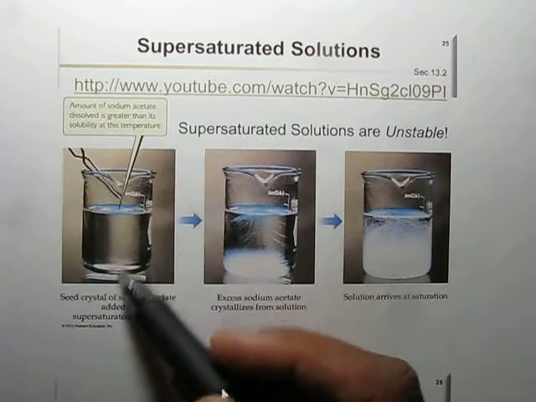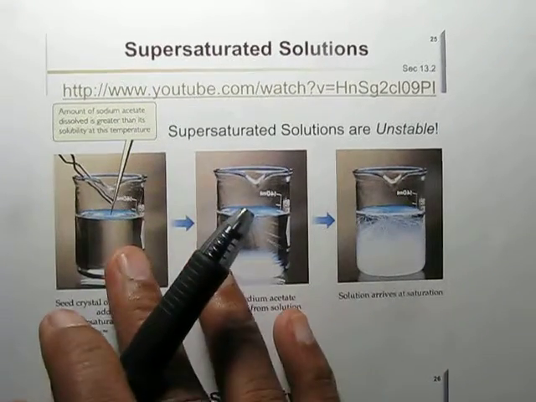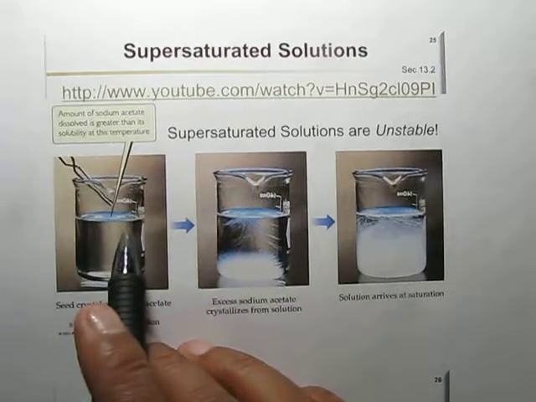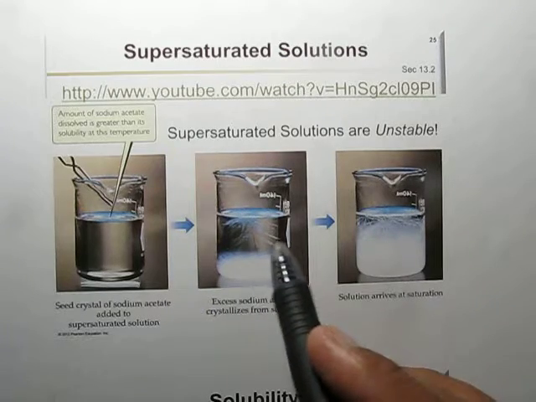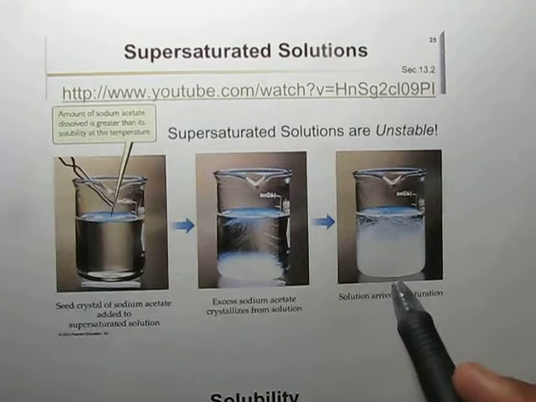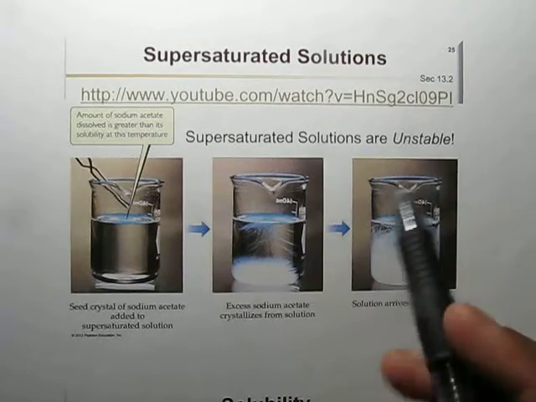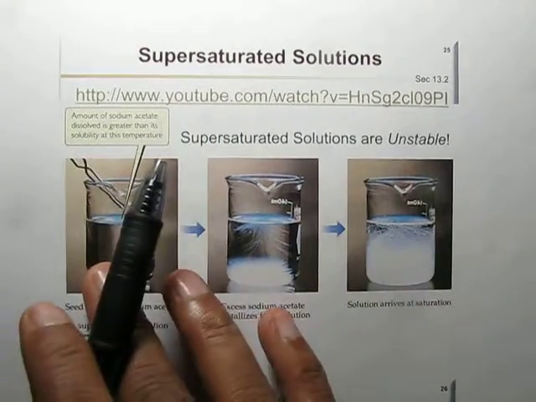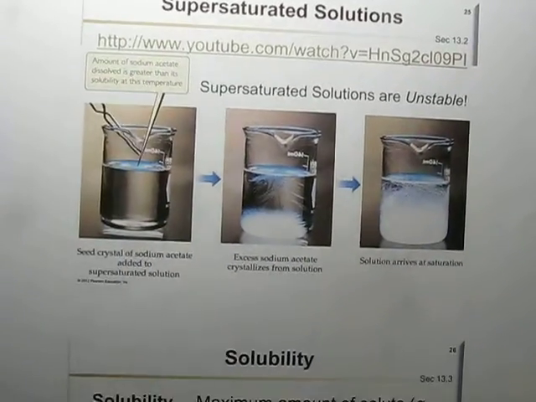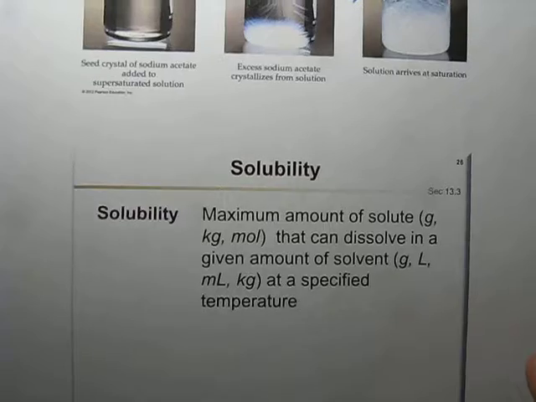So this solution is called supersaturated when both the solute and solvent are in dissolved condition, in a homogeneous condition. As you add one more extra crystal of sodium acetate, it will start precipitating, or crystallizing. So this stage is a supersaturated solution, once it converts back into the crystals.